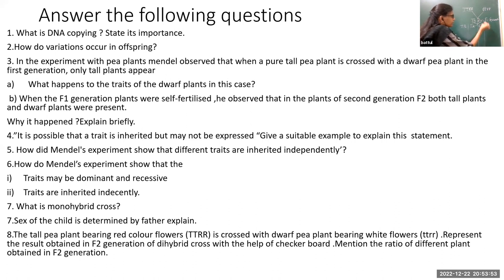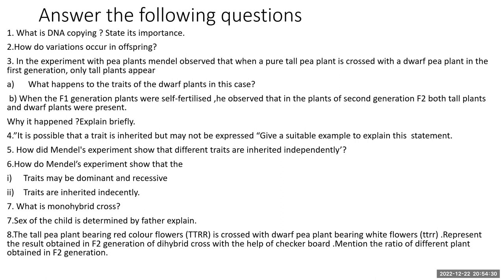Small t, capital R. Uske baad, again small t, small r. Third wala, second wala third se, and second wala fourth se. First with the third. First with the fourth. Uske baad second with the third. Uske baad third with the fourth. Sorry, second with the fourth. Okay? So this way we got the genes and this way we got the alleles, isn't it?